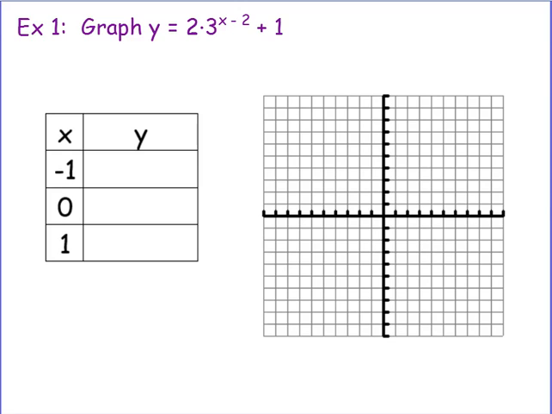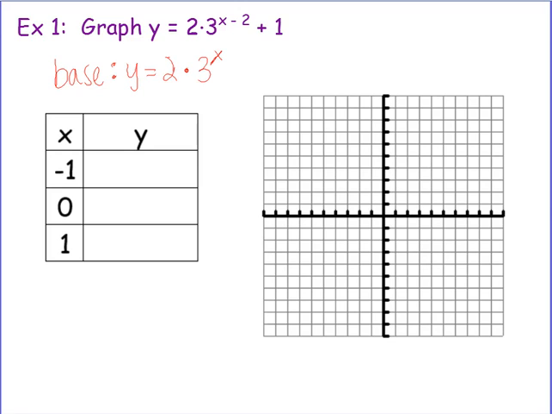So you are being asked to graph y equals 2 times 3 to the power of x minus 2, plus 1. So the first thing you want to identify is your base equation. Your base equation ends with x. So y equals 2 times 3 to the x. As soon as you say x, the base equation is done.